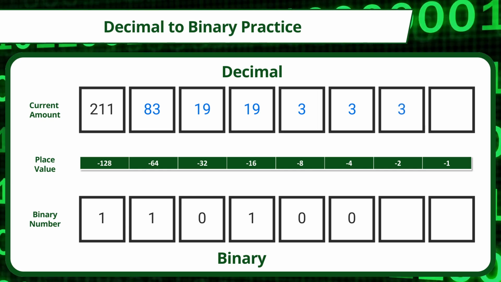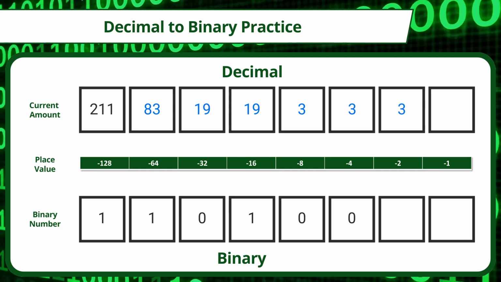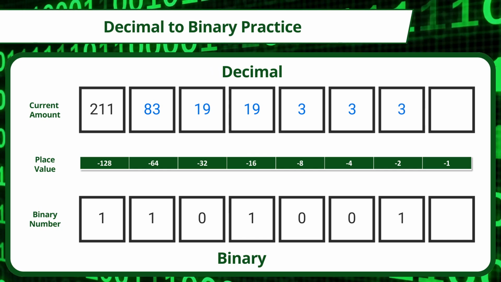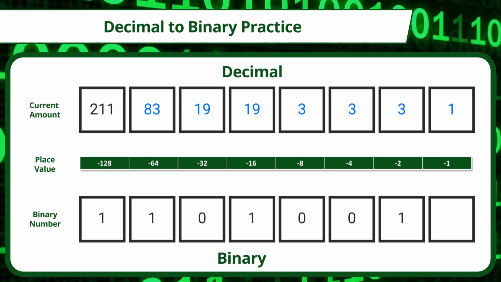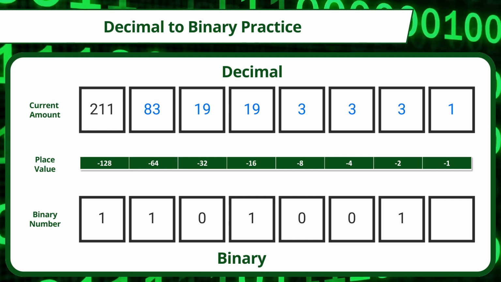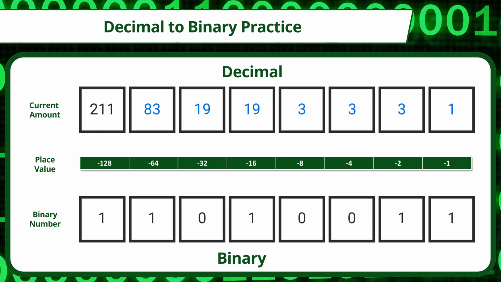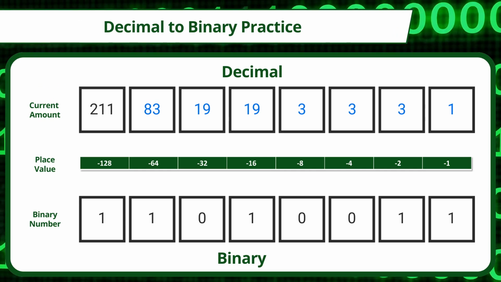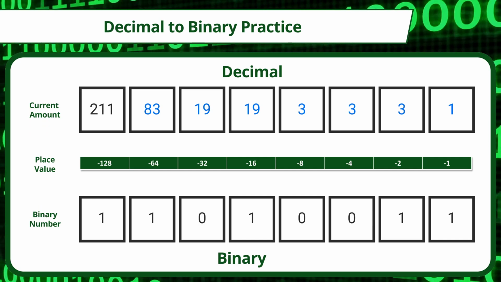Next is 2. Can 2 fit into 3? Yes. Therefore, we record a 1 and subtract 2, leaving us with 1. Finally, we check the 1's place. Can 1 fit into 1? Yes, it fits perfectly. So we place our last 1, subtract 1, and that brings us to 0. That makes our final binary number, 110100011.